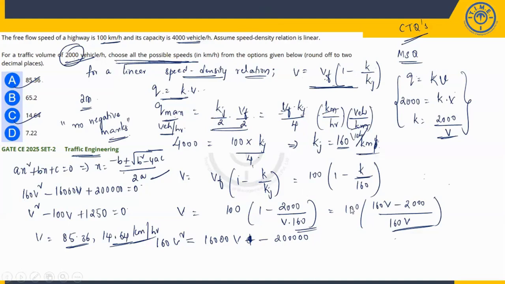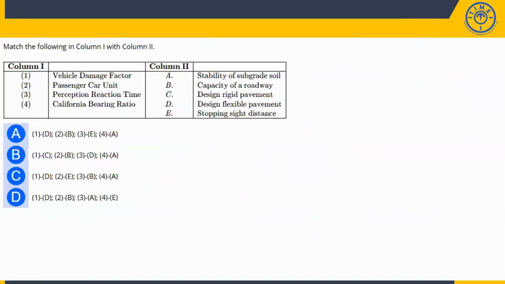Okay, my dear students, I'm going forward to the next question. This is also a question from GATE 2025, set 2. It is a match the following. In column 1, we have vehicle damage factor, passenger car unit, perception reaction time, California bearing ratio.